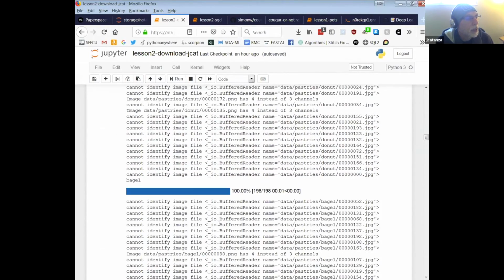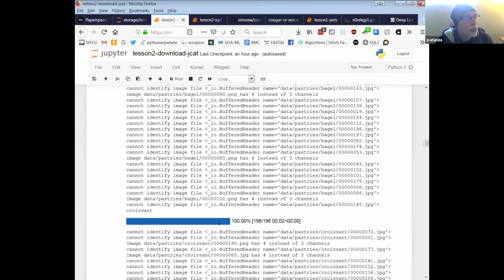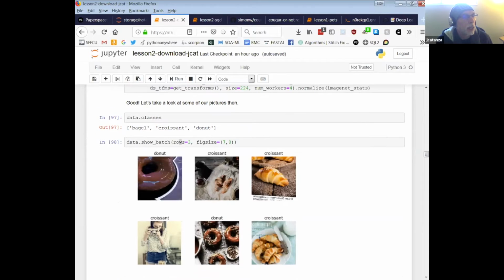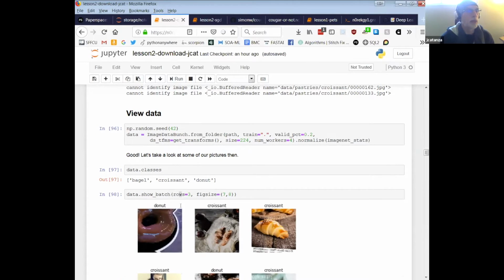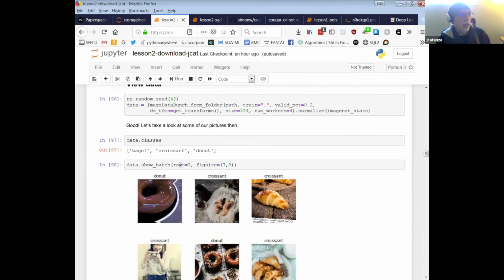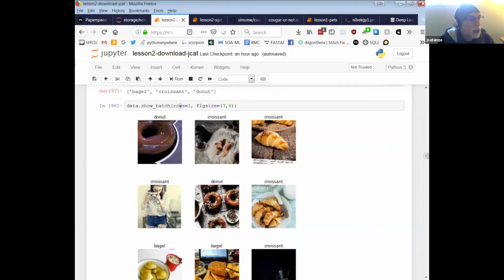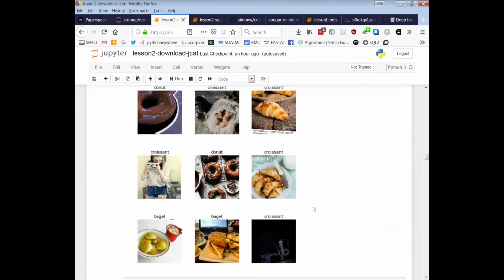So there's going through, downloading my images, and then I'll take a look at the data. I'll make a batch of training images, and then I'll just show what they look like, so that you can see some of the things that can go wrong. Here's somebody maybe taking a picture of a croissant, and it's not really a croissant. But it got in as a croissant.